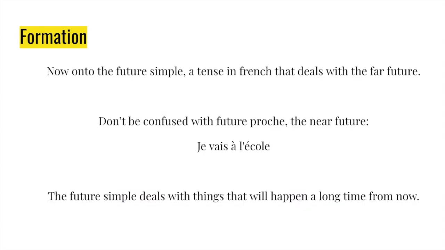Within the indicative mood, there's also different tenses. An important tense is the futur simple, a tense that deals with the far future. Don't be confused with the futur proche, the near future. The near future discusses things that are going to happen relatively soon. So for example, if you're going to school, je vais à l'école, that could happen tomorrow or the next day. But things in the far future deal with things 5 years, 10 years in advance.